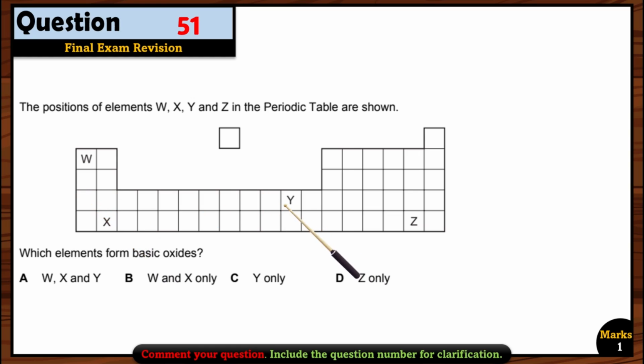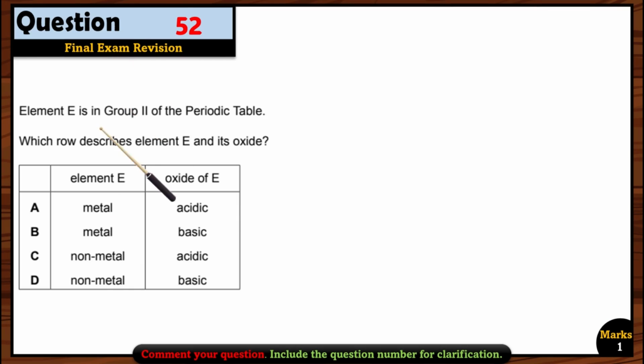X is also basic, and this is a transition metal. Y is also basic. So, W, X, and Y are the right answer. Option A is correct. Question 52.